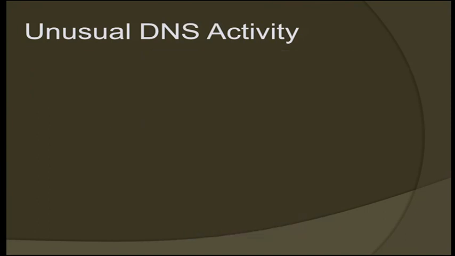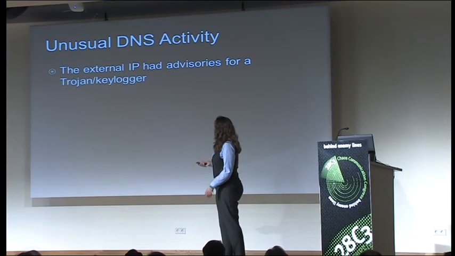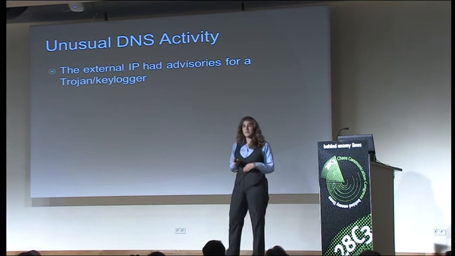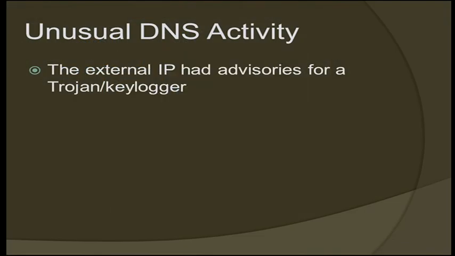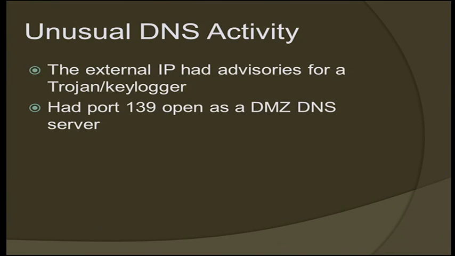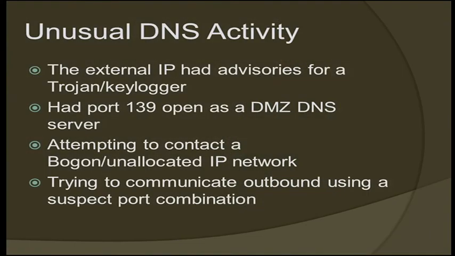This external DNS server also had threat expert advisories that listed that it was hosting possibly a Trojan or keylogger. So this is not something you want your DNS server to be doing. Additionally, looking deeper into that one particular DNS server that we thought might be compromised, I was able to see that it had 139 open on the DMZ. It was a public name server, and it was trying to communicate to several bogon IP addresses and networks. It also had a very suspicious port combination that it was using, which is typical for malware infections. More sophisticated malware will try to get out of the network at any cost.